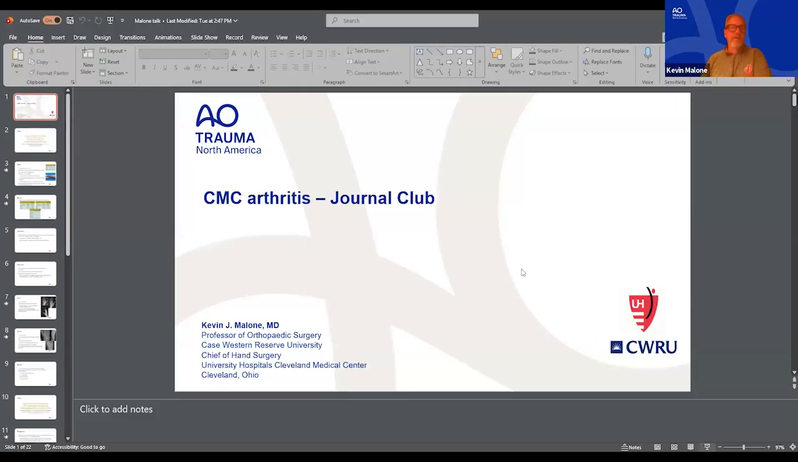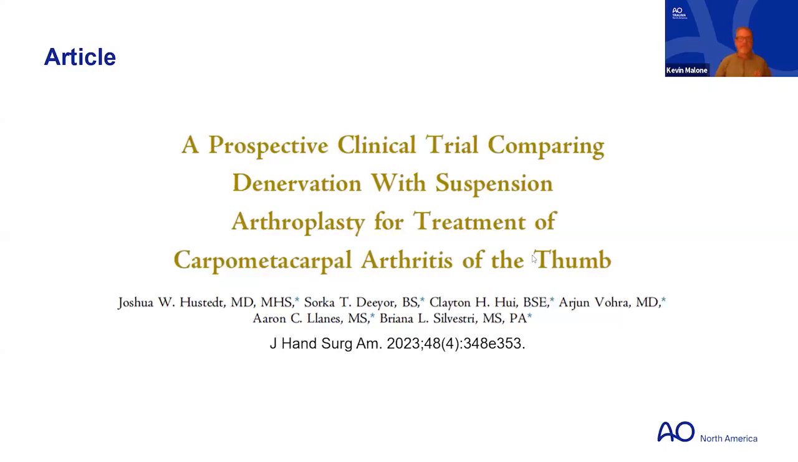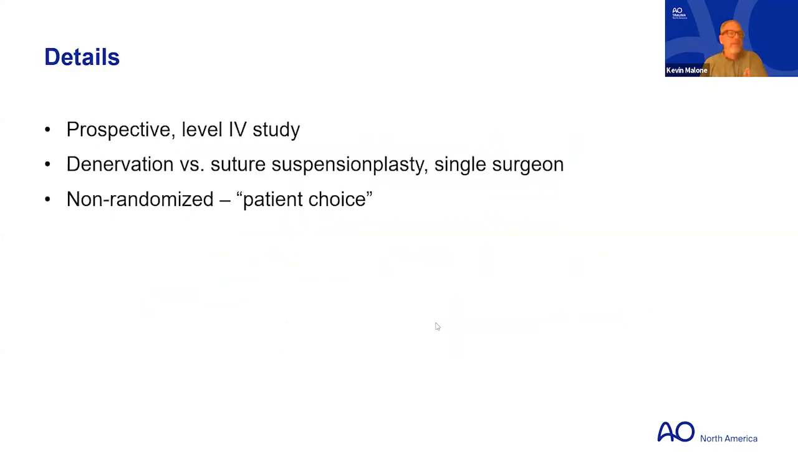So I will bring us home here with the last two articles. This is the first of the articles that I'm going to discuss, and it is a prospective clinical trial comparing denervation with suspension arthroplasty for the treatment of carpometacarpal arthritis of the thumb, published in the Journal of Hand Surgery in 2023.